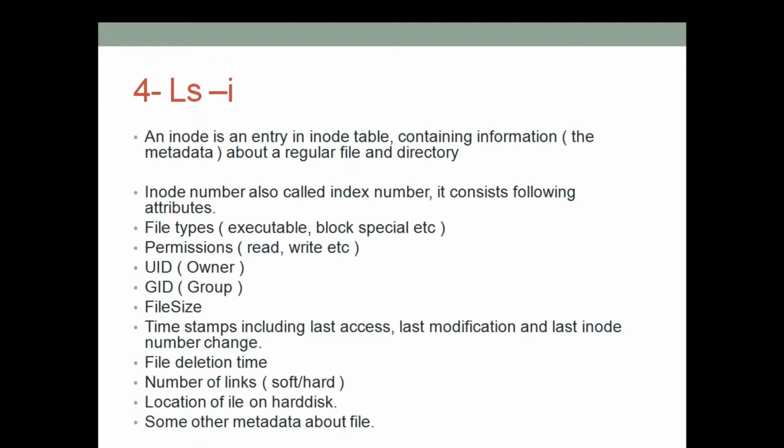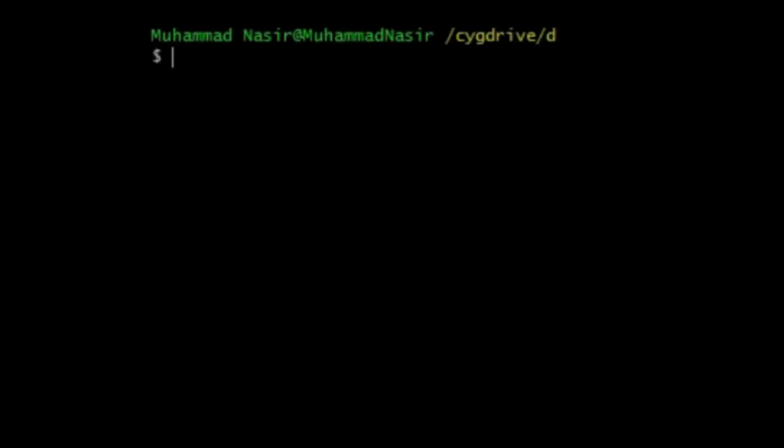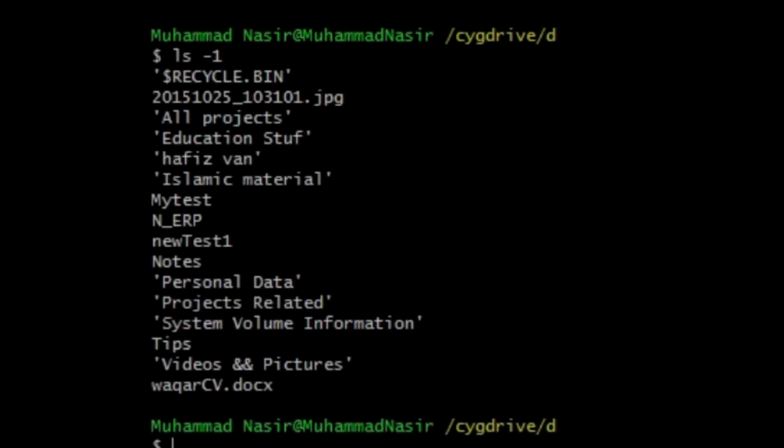Okay, so I move to the next command, that is ls -1. It shows all files on separate lines. It is just for display purposes and is a more readable display. So I try it inside my terminal, ls -1. When I enter this one, you see that all the files and folders are shown on separate lines. It is in a more readable form.